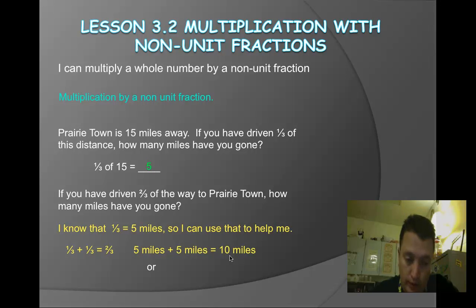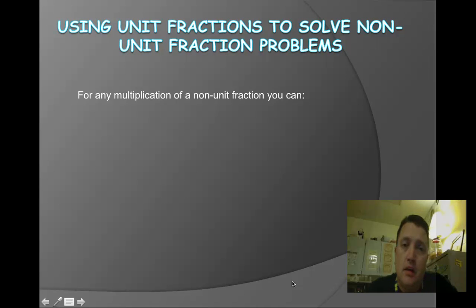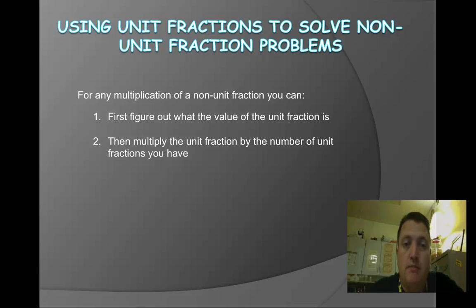Or I could do 1/3 times 2, which is 2/3. Remember from our multiplication of unit fractions, that's just adding 1/3 repeatedly, a quick way to do it. Repeated addition, multiplication. So that'd be the same as 2 times 5 miles, or a total of 10 miles. So using unit fractions to solve non-unit fraction problems is one strategy that we can use. For any multiplication of a non-unit fraction, you can first figure out the value of the unit fraction, and then multiply that by the number of unit fractions you have.